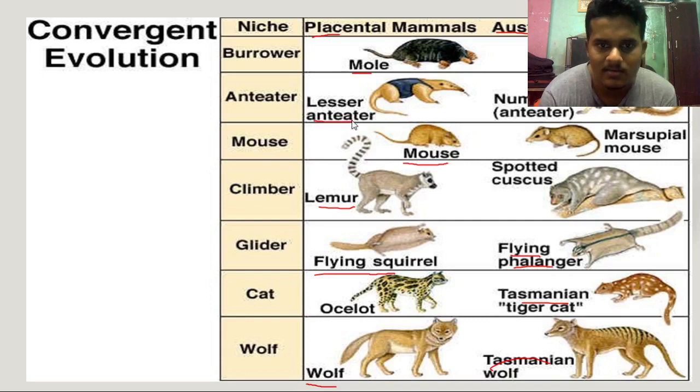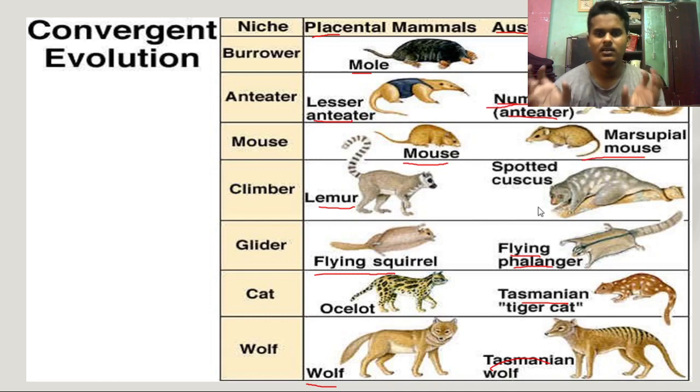For anteaters, this is different. This is quite tough, right? Numbat anteaters. For remembering this, when we eat ants, we'll get numbness in the mouth, and you can remember it like numbat anteaters. For mouse, marsupial mouse, no problem. For lemur, you have to remember spotted cuscus. Spotted cuscus has the counterpart organisms which evolved convergently. This is adaptive radiation.